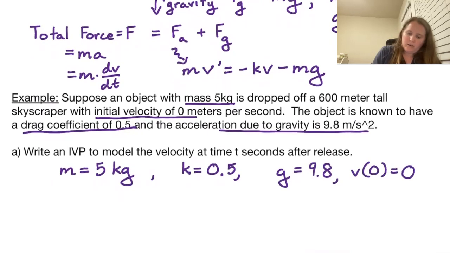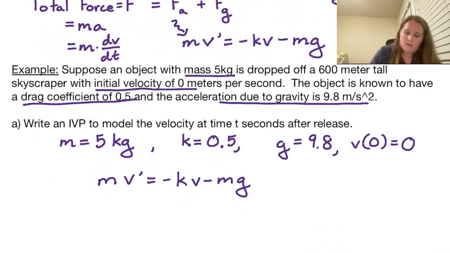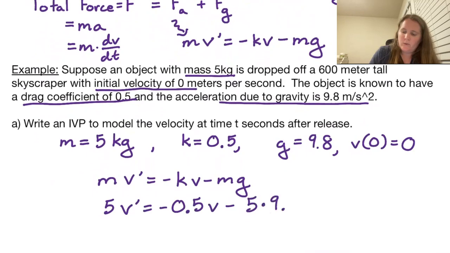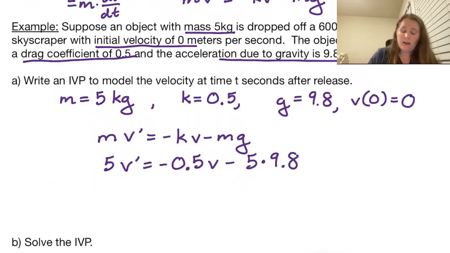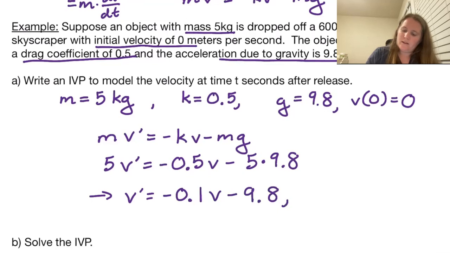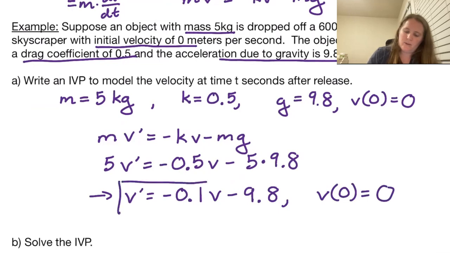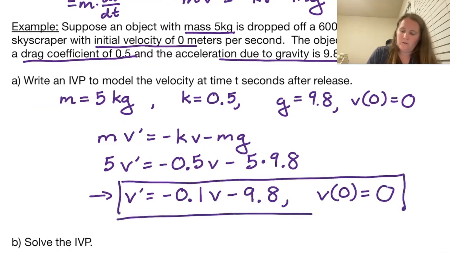So we can go ahead and plug into our differential equation. We have m times v prime is negative kv minus m times g. So 5 times v prime is negative 0.5 times v minus 5 times 9.8. If we divide through by that 5, we get v prime is equal to negative 0.1 v minus 9.8. And here we have, again, v of 0 is 0. So here's our IVP that we will be working with for velocity.